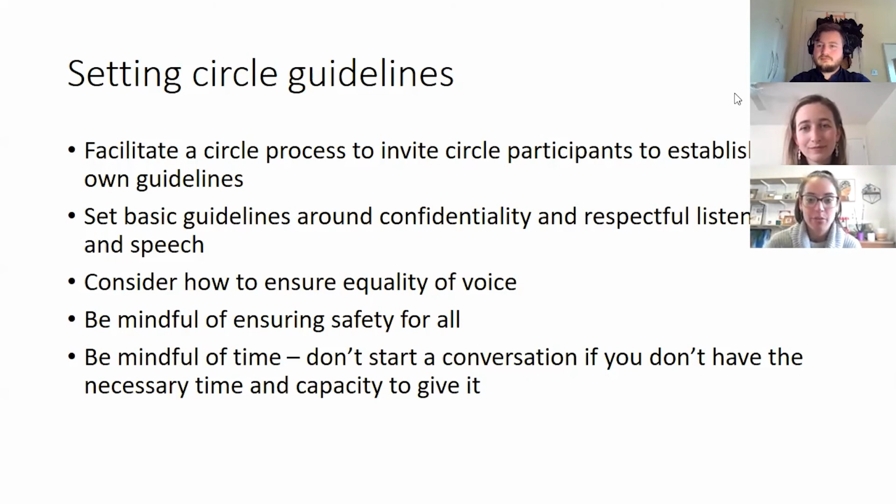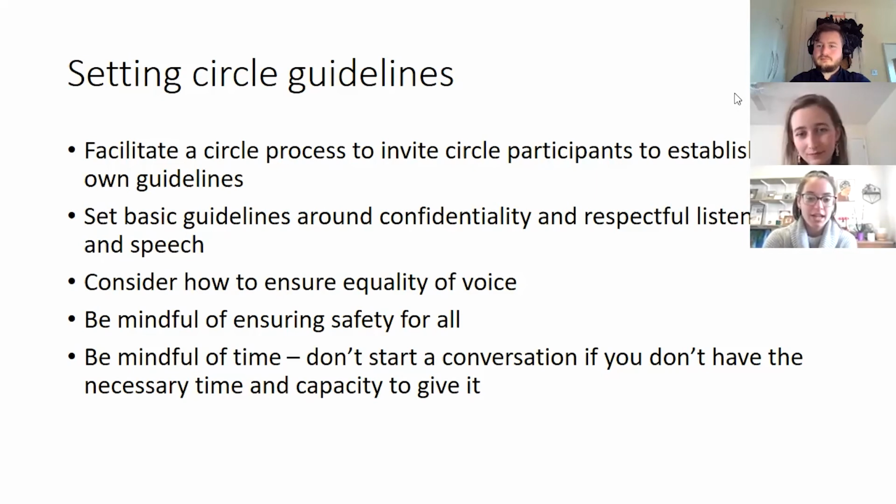So one of them is setting guidelines around confidentiality and respect, listening to each other, being respectful of each other. Part of that also includes, obviously, confidentiality and just establishing agreements around what comes up in conversation in those circles, to honor and respect that space, so that it doesn't leave that circle.